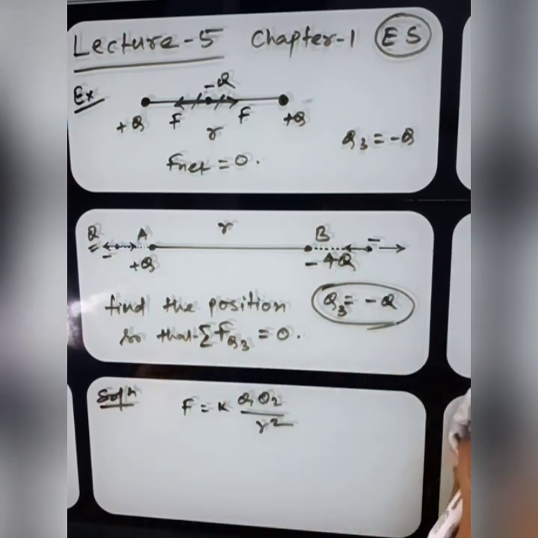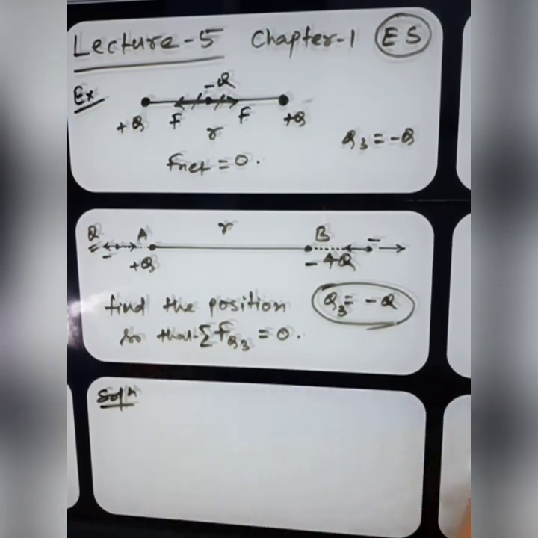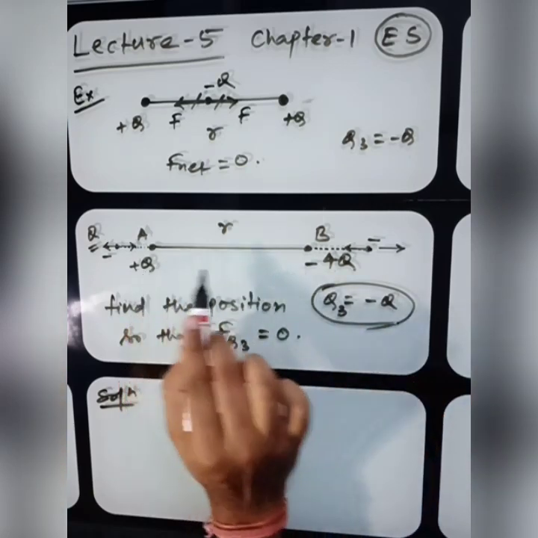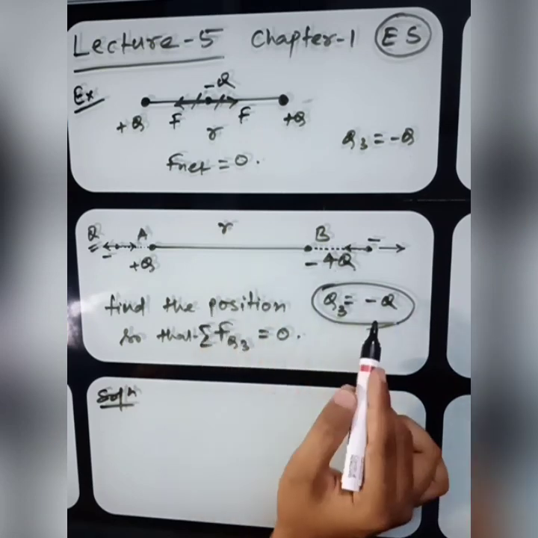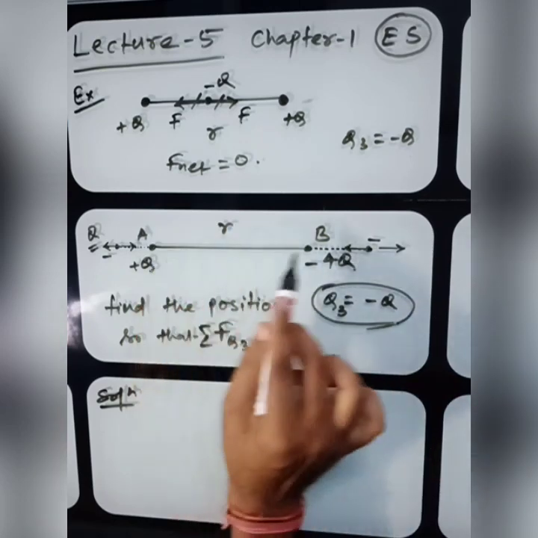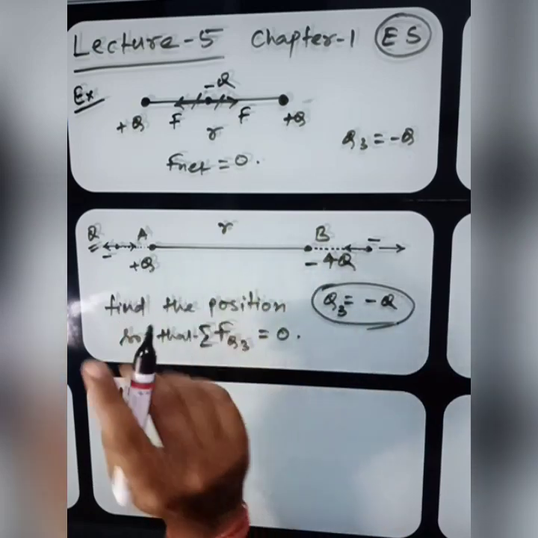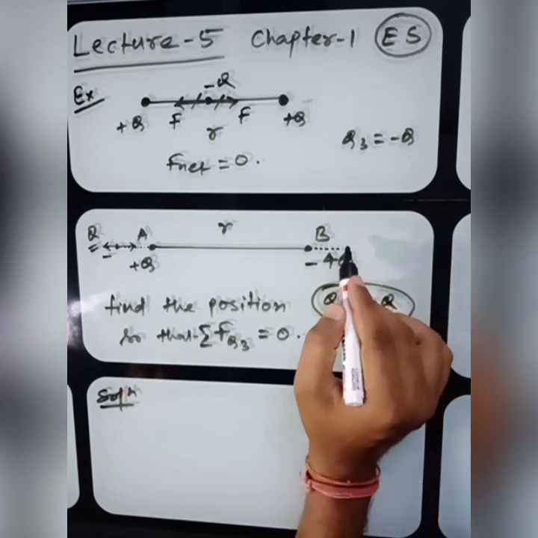And bear in mind, whatever may be the nature of the charges, plus or minus, if these two charges are opposite in nature, you cannot place the third charge in between these two charges.